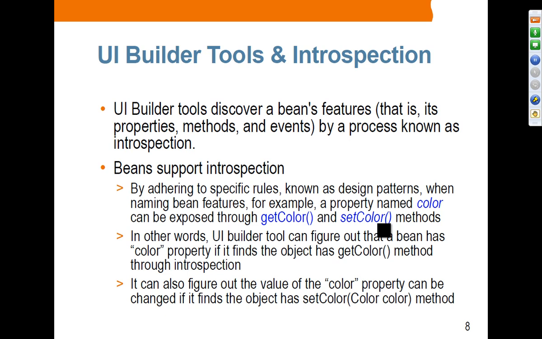So in other words, the UI Builder tool can figure out a bean has a color property. It finds the object has a getColor method through introspection. By using introspection, it can find out all the methods, and by looking through all the methods, if it finds a getColor method, then it knows that there is a property called color. And if it also has a setColor method, it knows that it can also change the color value. Okay, so that's basically what setColor is all about.